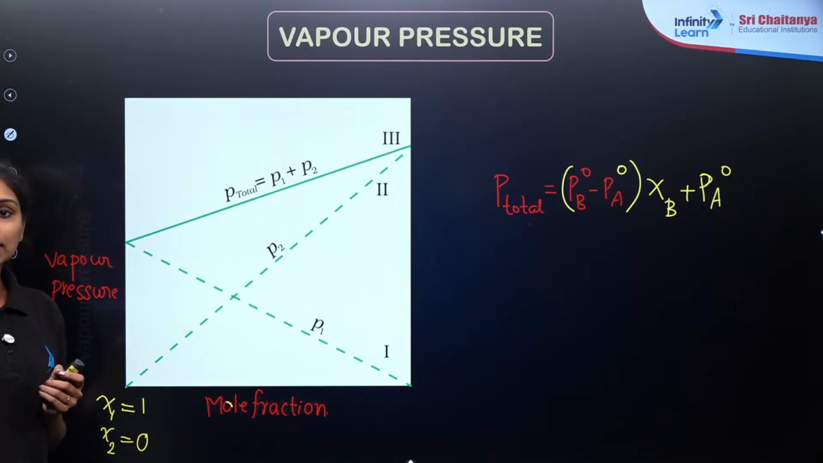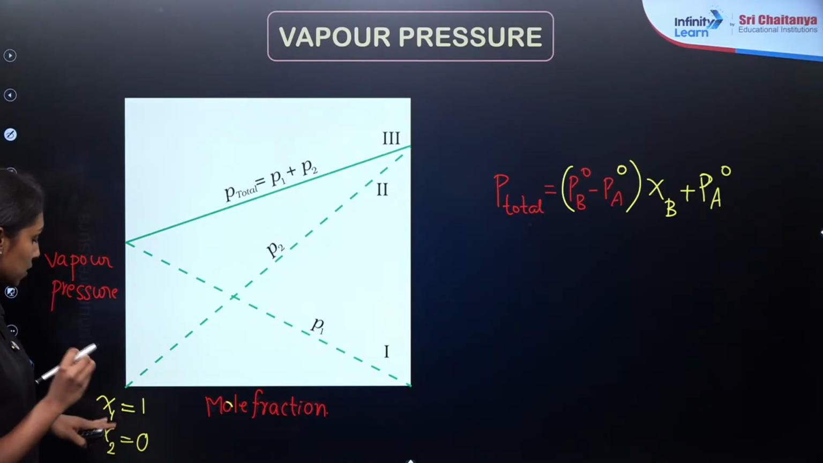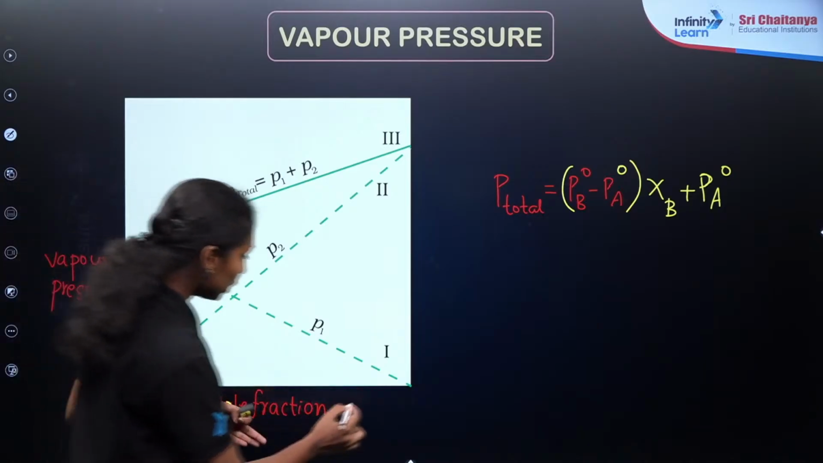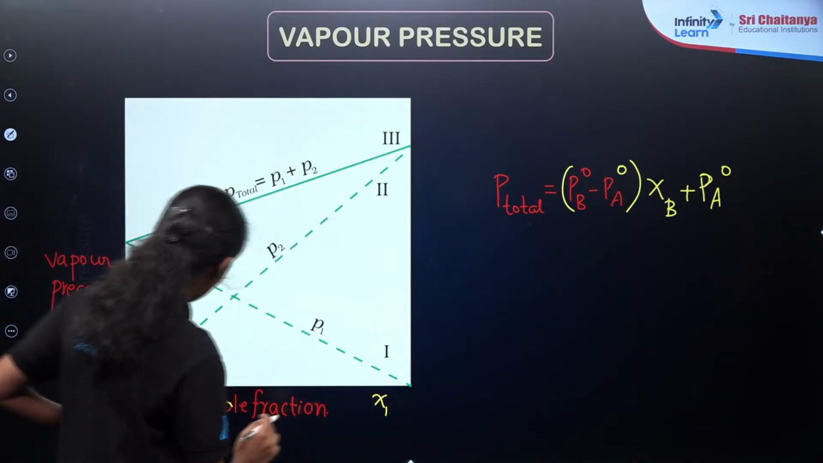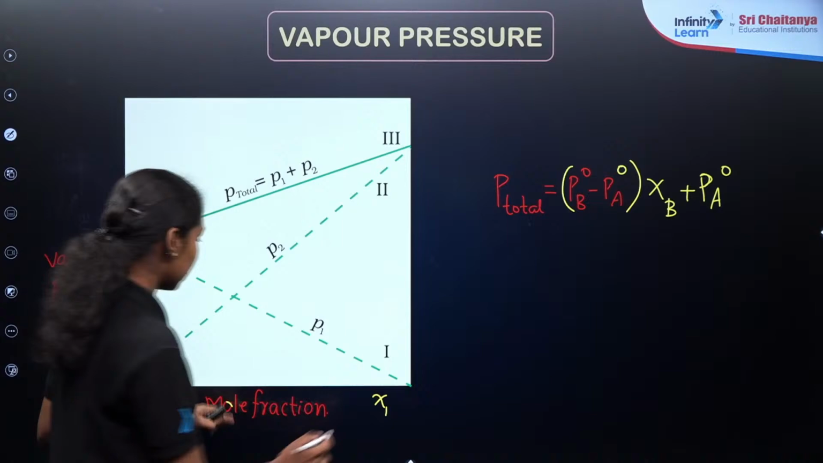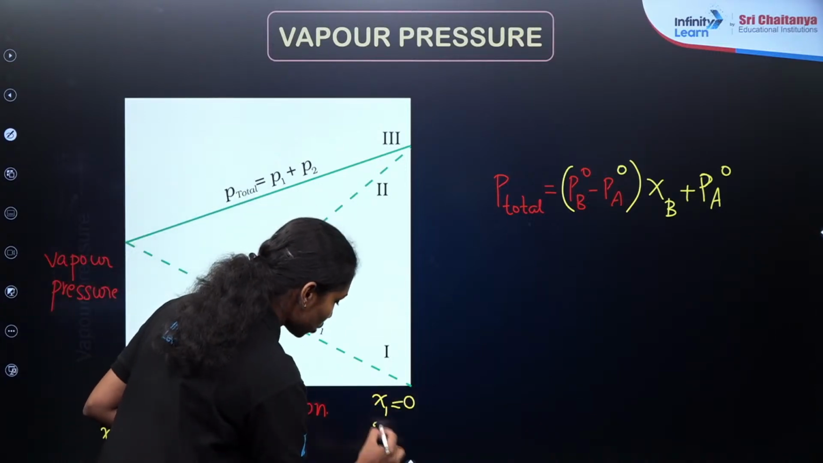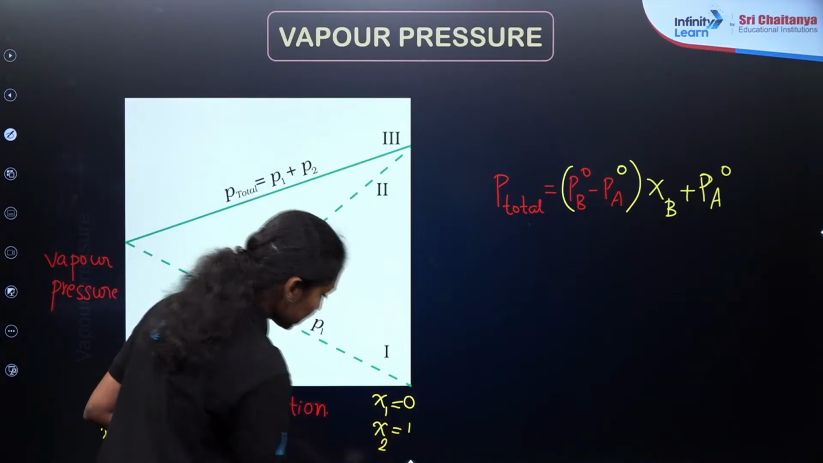Zero, right? In total, chi1 plus chi2 is equal to 1. So, chi1 is equal to 1 here, chi2 is equal to 0, right? Then if you are talking about the chi1 here, what you are observing here, it gradually decreases, right? So, chi1 is equal to 0 here and chi2 is equal to 1 here, right?